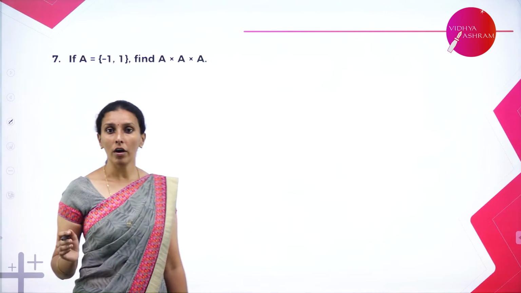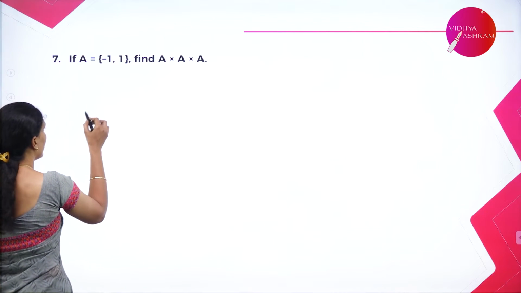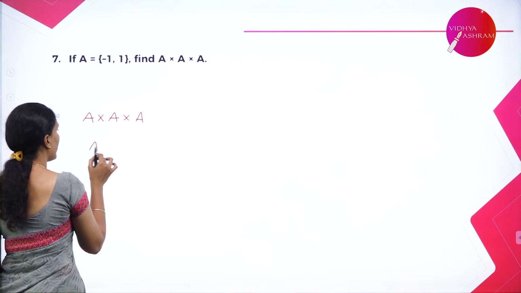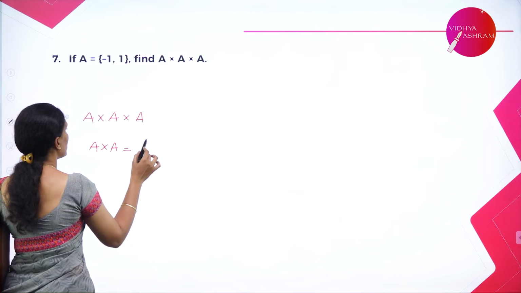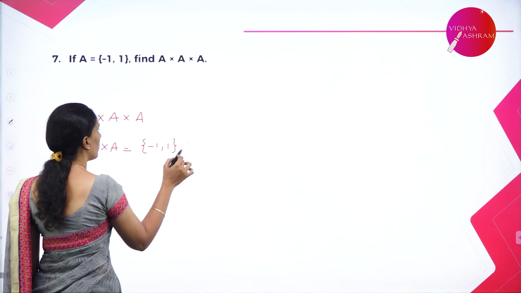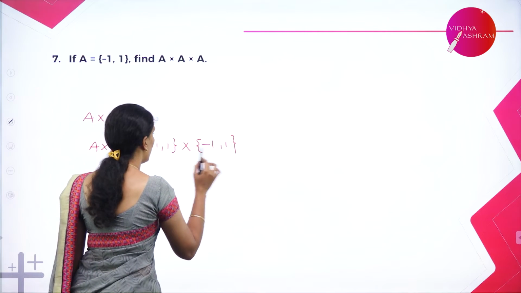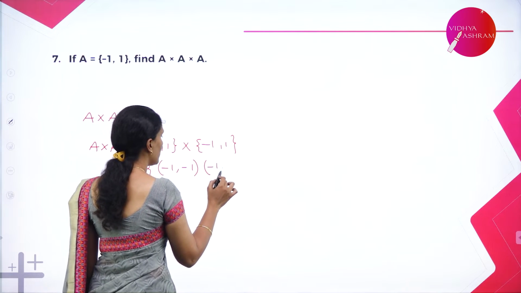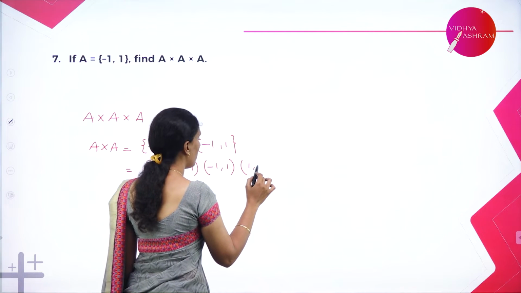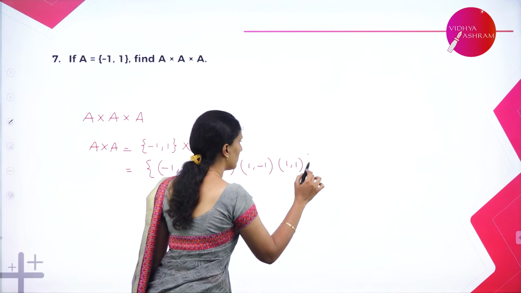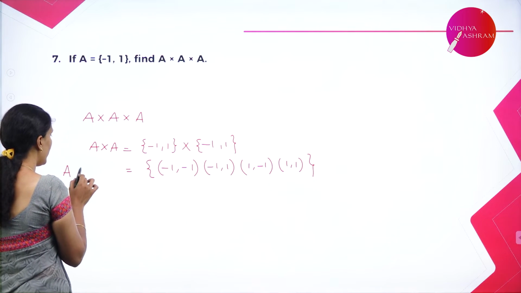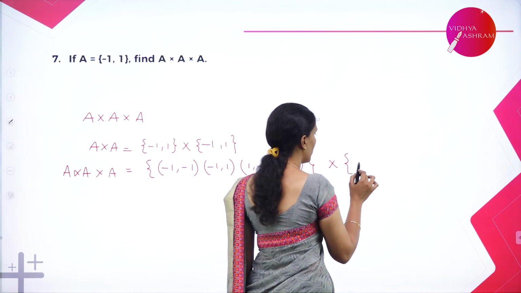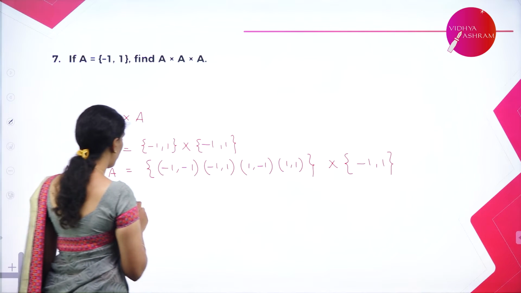We need to find out the ordered triplets here. So let me take A cross A cross A. First let me find out A cross A. A cross A means I am pairing {-1, 1} cross {-1, 1}. So let me pair this. We'll get (-1, -1), (-1, 1). Next we have (1, -1) and (1, 1). Now, the same set, let me take it as A cross A cross A. Now these elements have to pair with {-1, 1} again. So let me pair the elements.